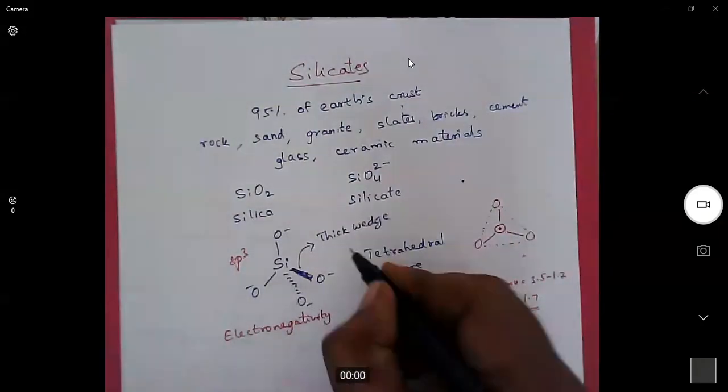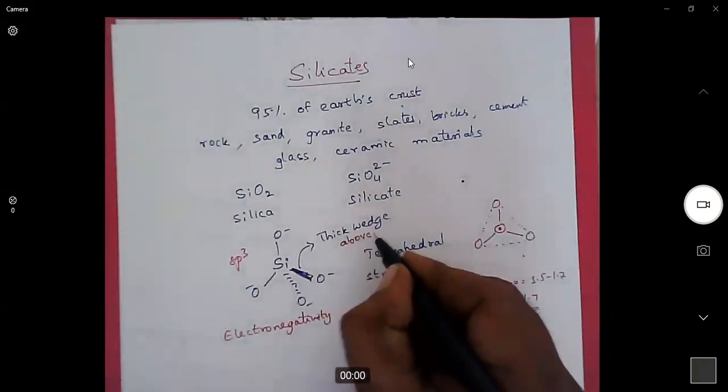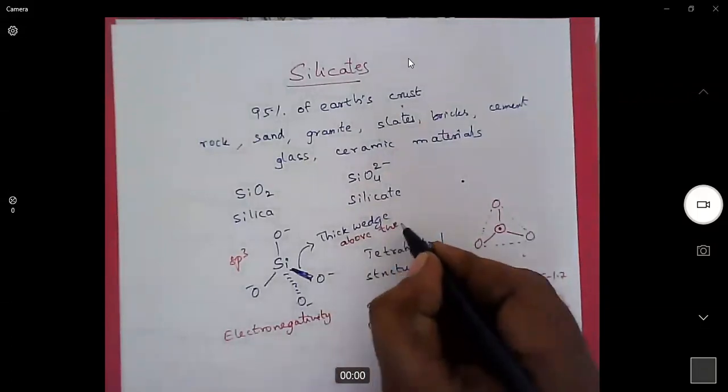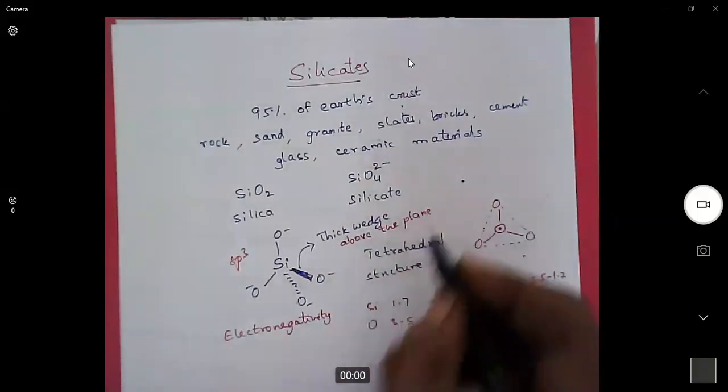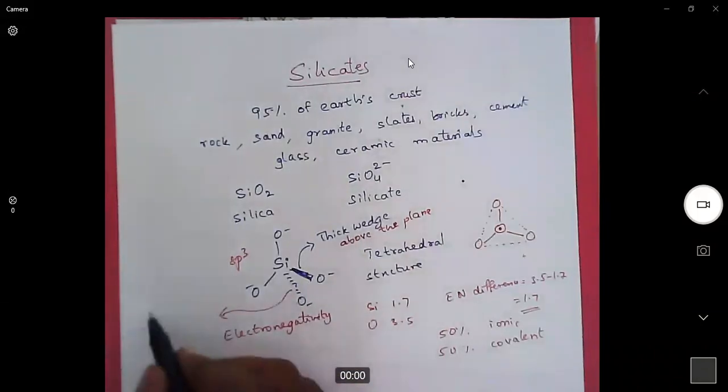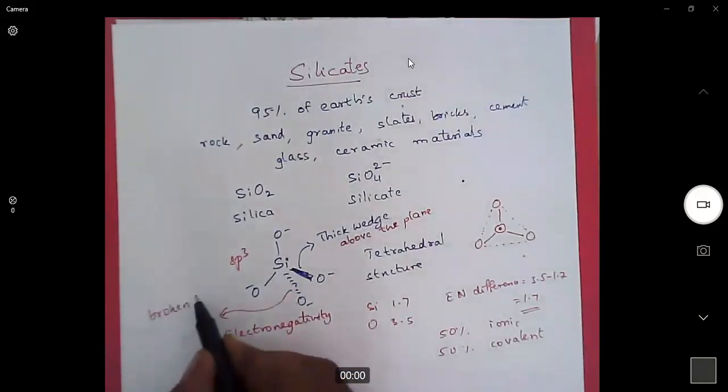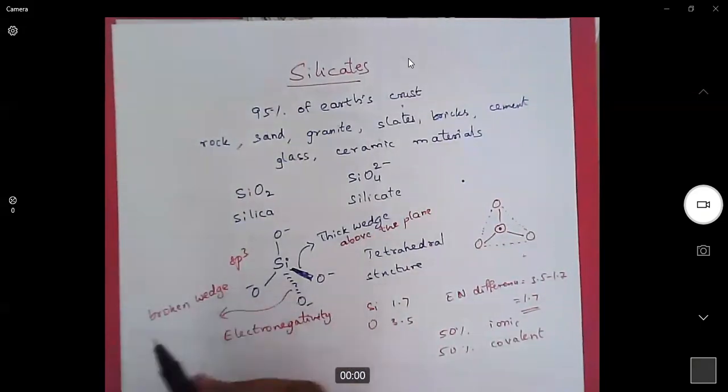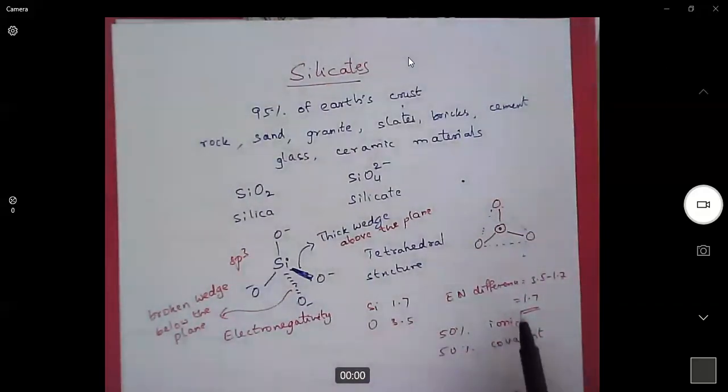Thick wedge represents above the plane or nearer to the observer. Then this is a broken wedge. Broken wedge represents below the plane or away from the observer. This is the tetrahedral geometry. And according to the electronegativity difference of 1.7, we can say all silicates are 50% ionic and 50% covalent.